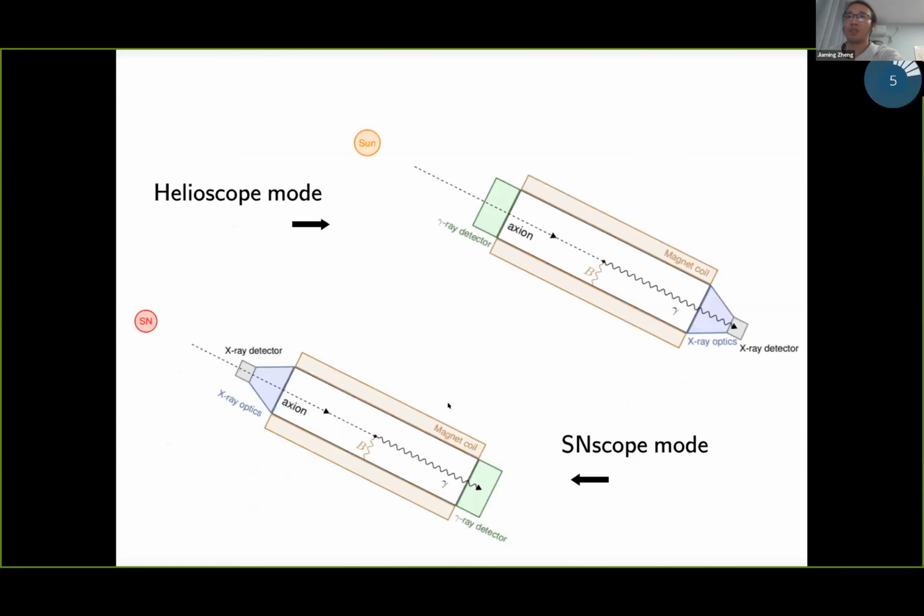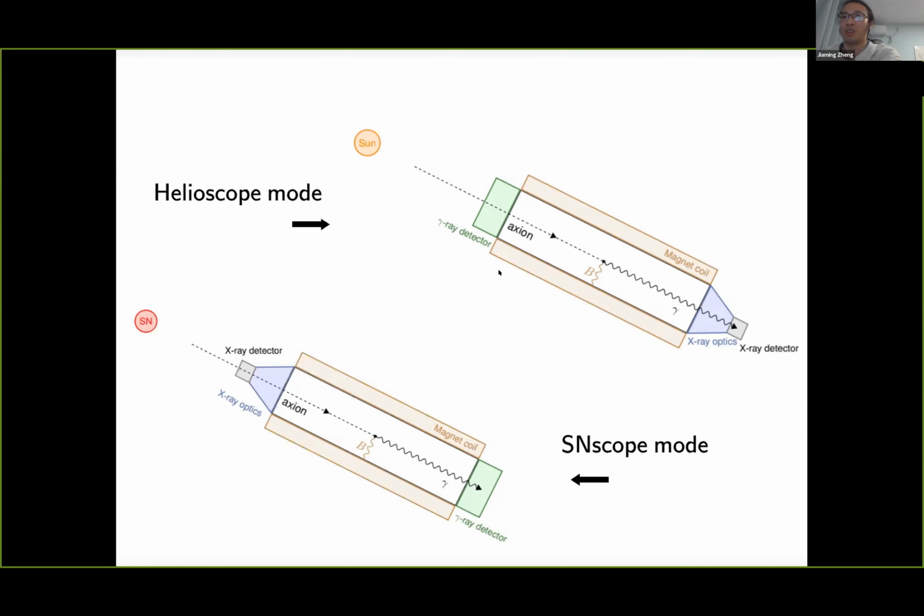But of course, the sun is not the only object that might emit axions. So we can also imagine pointing the helioscope towards a supernova. And since the axion can also be produced in the supernova through the Bremsstrahlung process, there is a probability to detect the axion from the supernova. Note that the temperature of the supernova is at the level of mega electron volts. The converted photons will be gamma rays, but not X-rays. So we will have to detect them with gamma ray detectors.